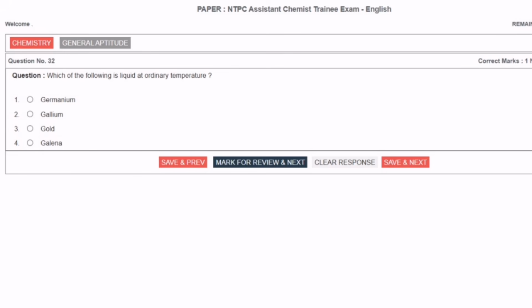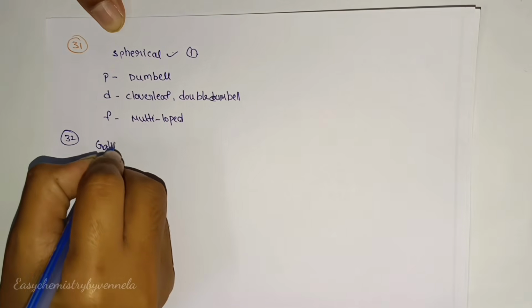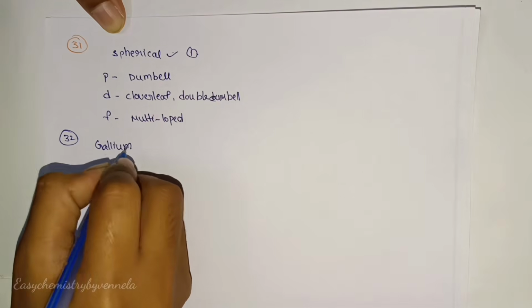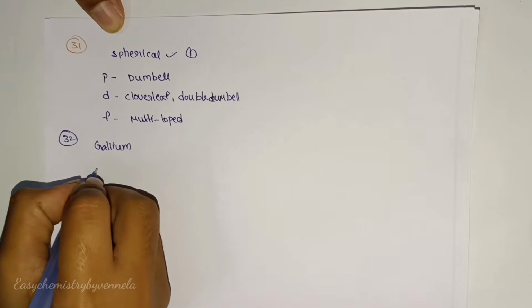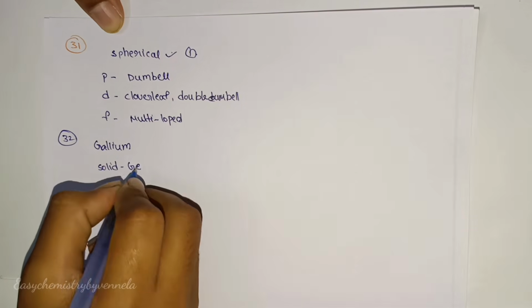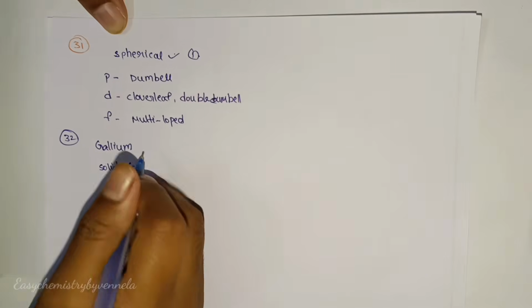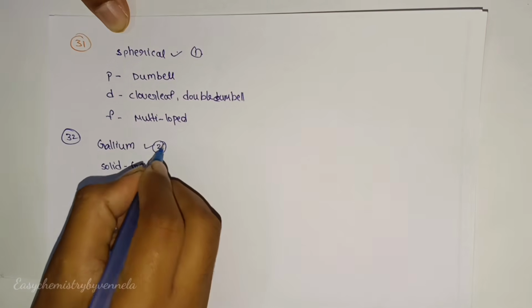Next question. Which of the following is liquid at ordinary temperature? Germanium, gallium, gold, galena. Which one? Gallium. Germanium is solid at room temperature. Gold is solid. Galena is a mineral. So the correct option is gallium.